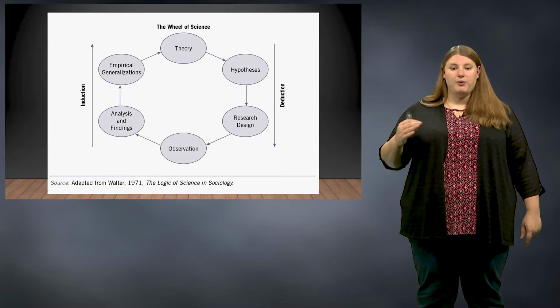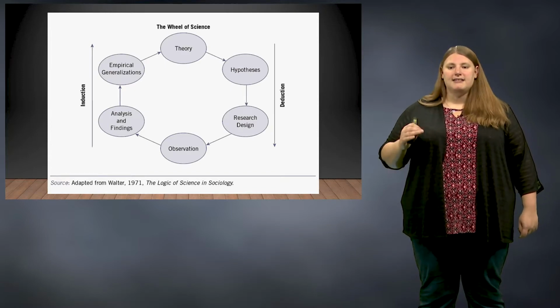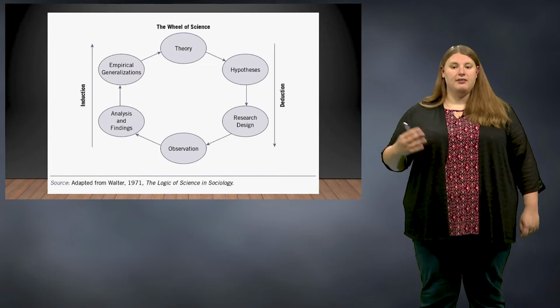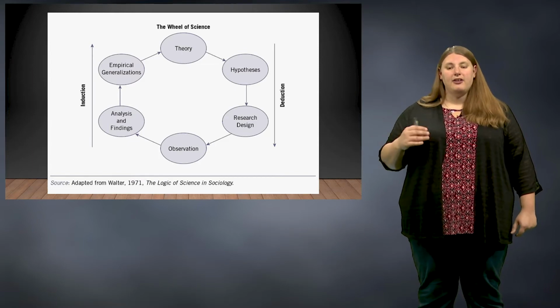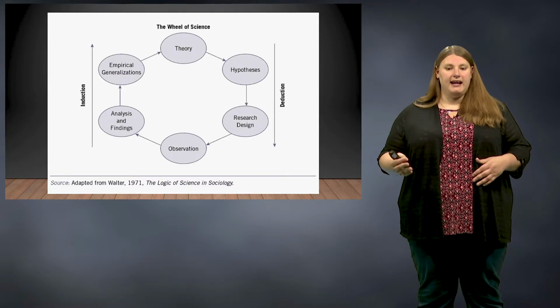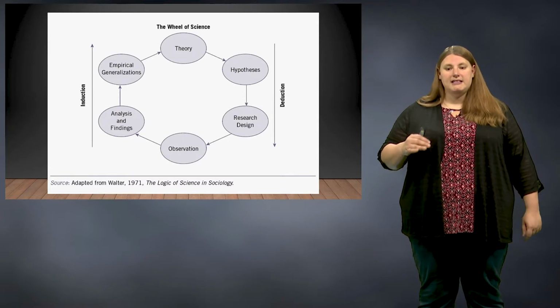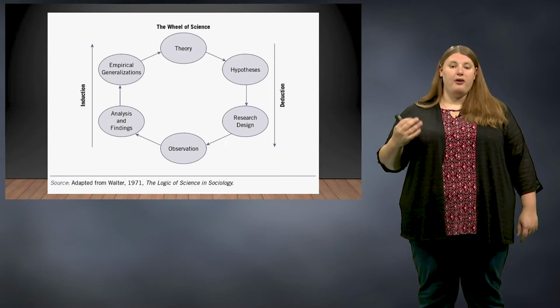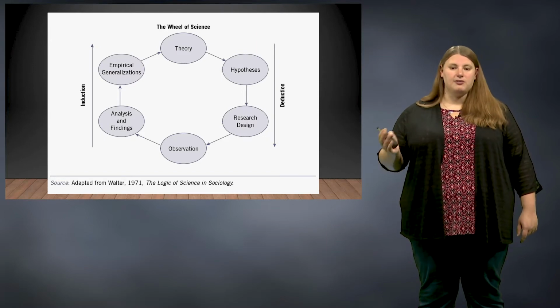In order to test whether or not their hypothesis is true, a scientist will construct a research study, the research design stage, and then they'll collect data, the observation stage. The scientists will then analyze the data and generate findings. These findings will then be used to identify whether the original hypothesis was correct or not.